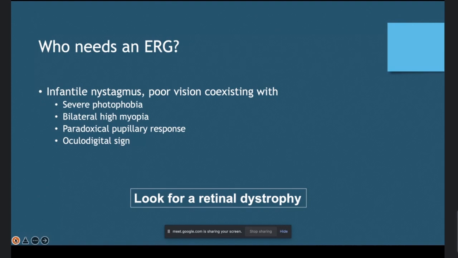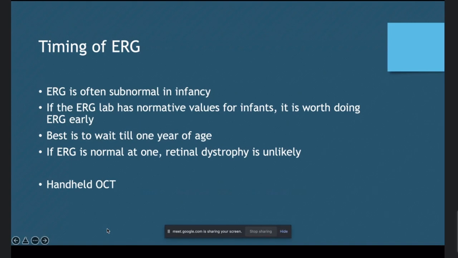Okay. Now, when do you do an ERG? Often you will find the children of 6 months, 8 months, parents will be panicking because the child is doing ding ding like this, eye is going like this, and the child is not recognizing the parent, not making eye contact. The parent is in a panic. Should we immediately do the ERG? No. The ERG is often subnormal in infancy. So, if the ERG lab has normative values for infants, which most labs don't have, it is worth doing early. Otherwise, we usually wait till 1 year of age.